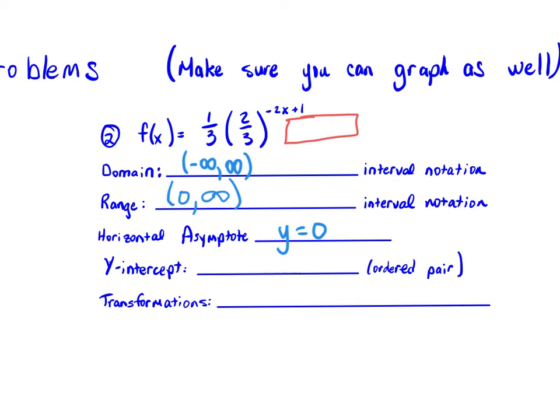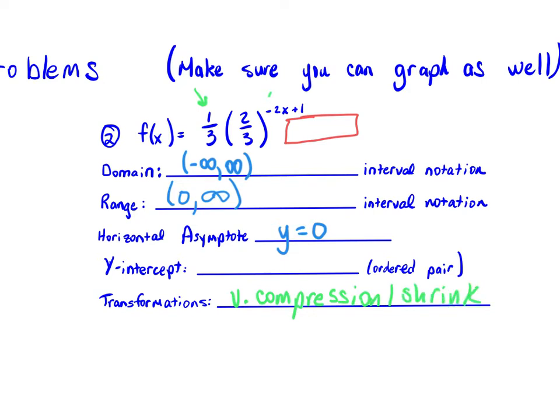If we're going to talk about transformations, if I have a number out in front, that's going to be a vertical stretch or compression. Since that number is between 0 and 1, we're going to call this a vertical compression, or you can say shrink, whichever one you would like to use.